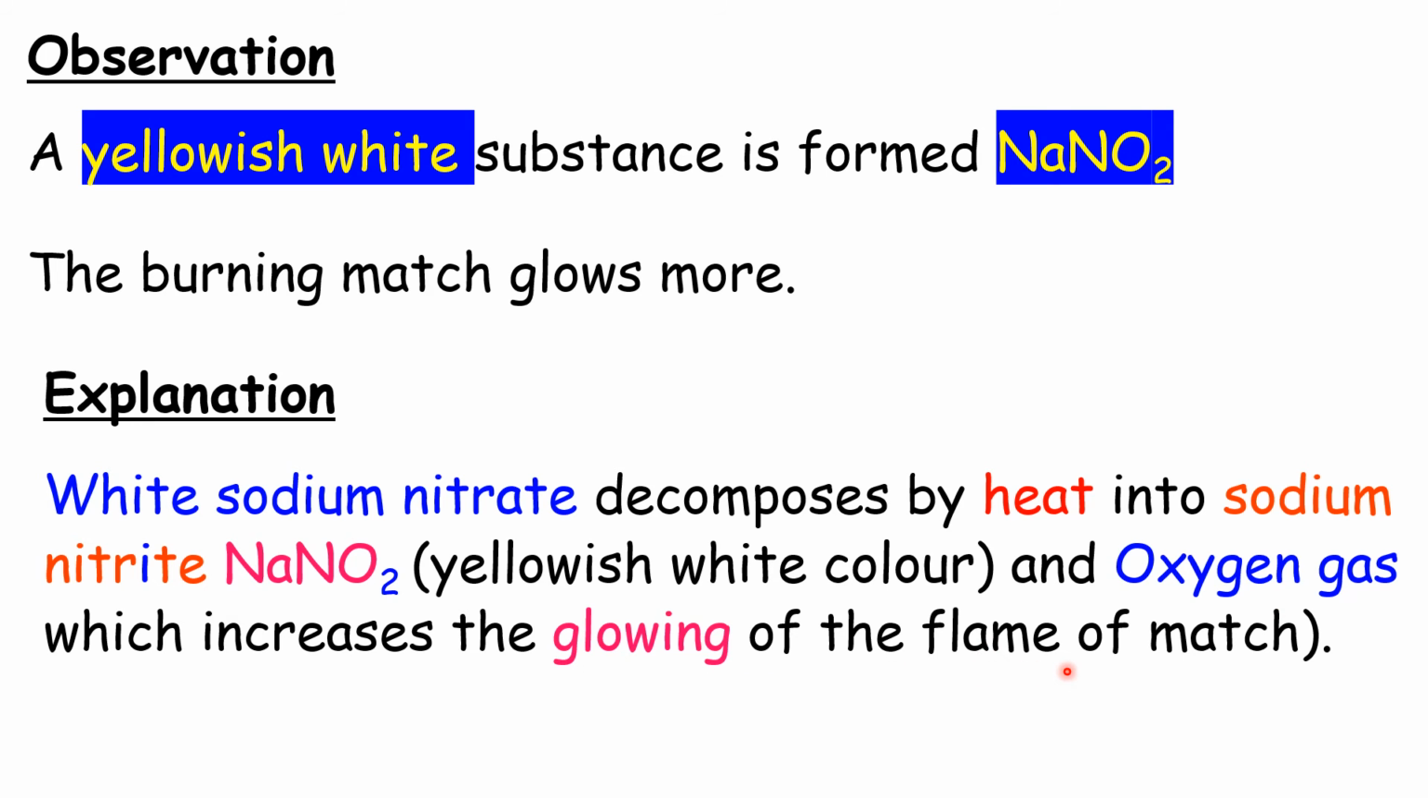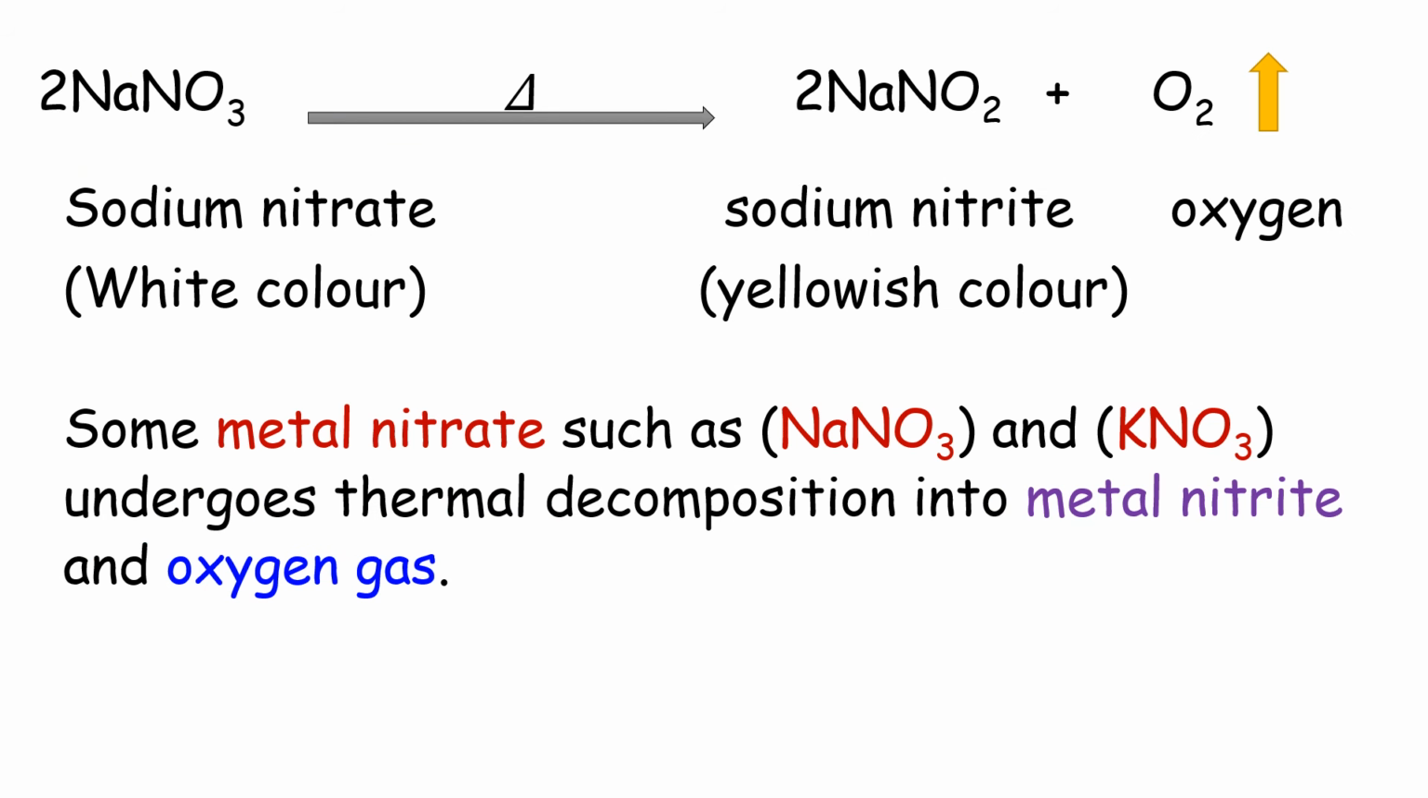of the flame match. يبقى ليه burning match glows more? Due to formation of oxygen gas أو evolving of oxygen gas. So the equation: sodium nitrate NaNO3 ناخد بالنا من النمبر which is white color decomposes by heat into sodium nitrite with 2 oxygen atoms, which is a yellowish color, and oxygen gas evolves. السهم اللي فوق معناها انه بيتصاعد oxygen gas.